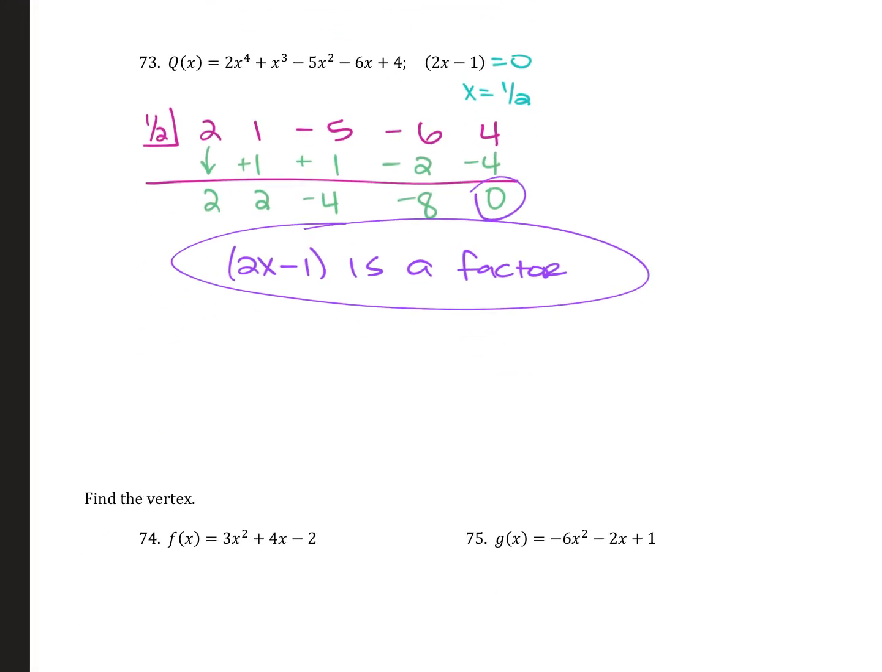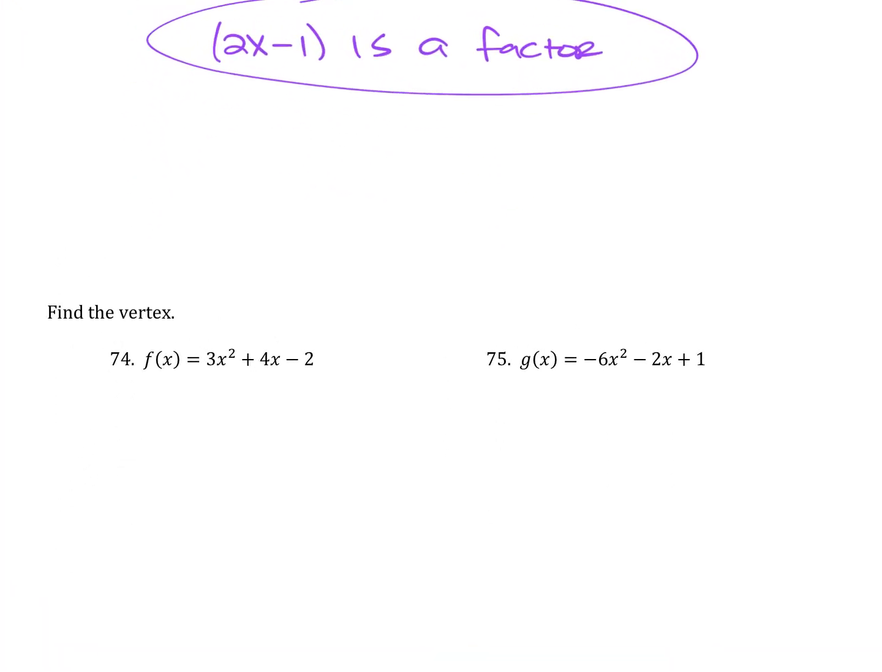For 74 through 76, you're asked to find the vertex. Remember with these, your h is your x value. It's equal to -b over 2a. Your y is k, and that's equal to c minus b squared over 4a. So for 74, you have f of x is equal to 3x squared plus 4x minus 2. Your a is 3, your b is 4, and your c is -2.